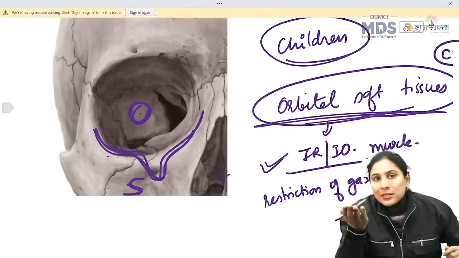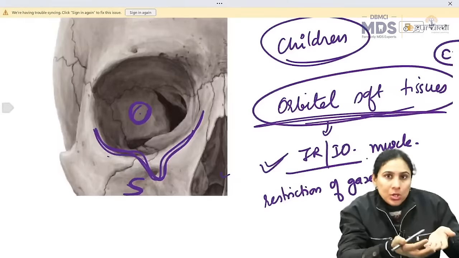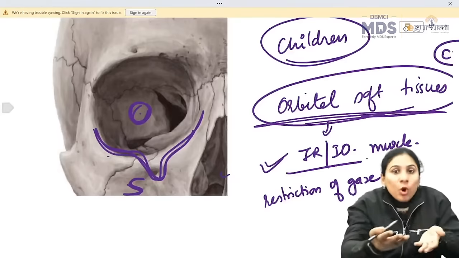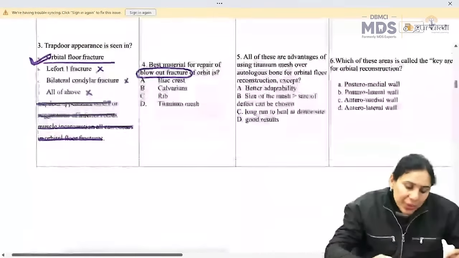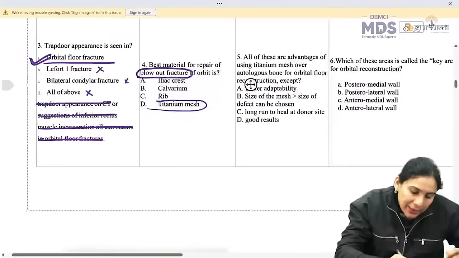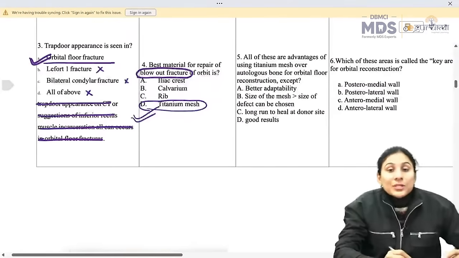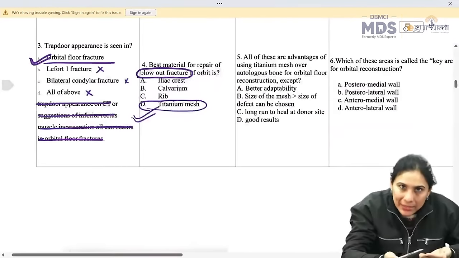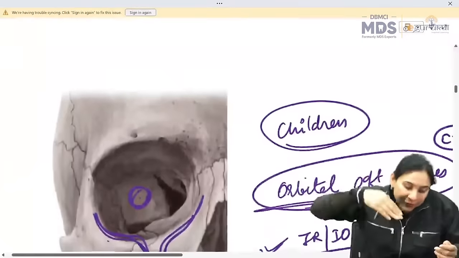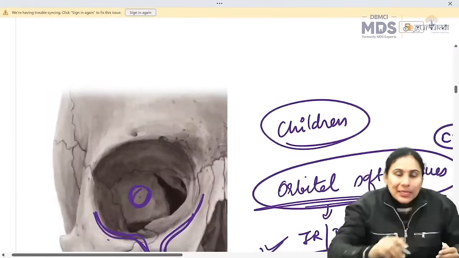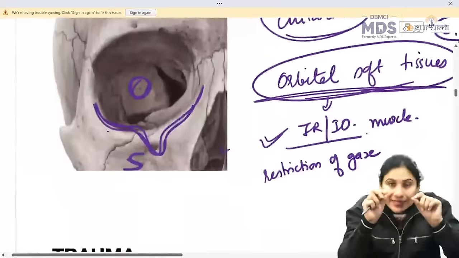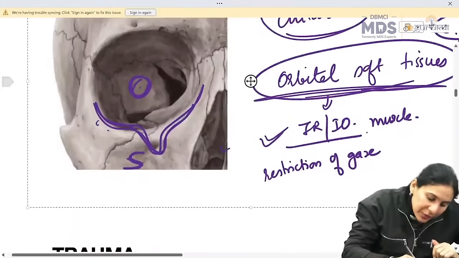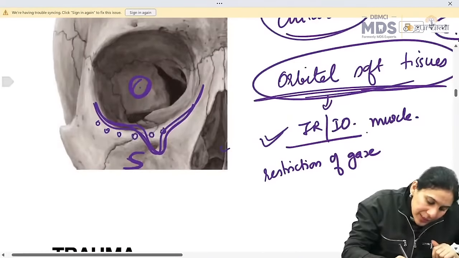You cannot put a plate on the floor alone. You need to reconstruct the whole floor of the orbit. How will you do it? The best way to do it is a titanium mesh. You take a mesh made up of titanium and you put that full mesh inside till the key area of the orbit. And you fix that mesh with the infraorbital rim like this.